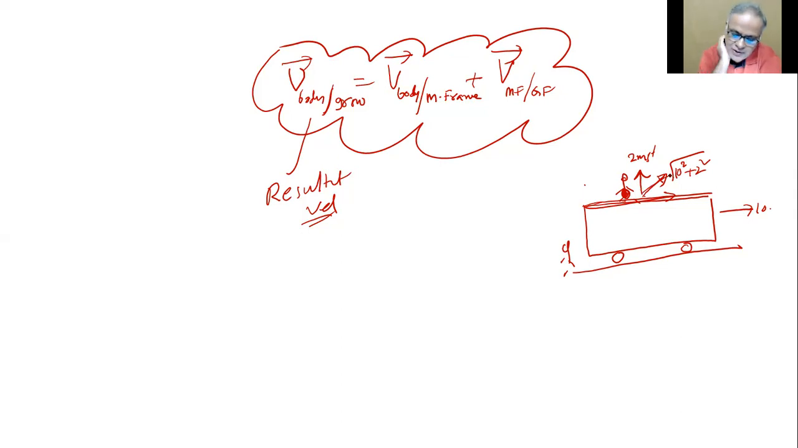Pull means he'll push himself up like that. It's both intuition plus maths. That's what is required now. So yes, this 2 meters per second is the velocity relative to the bus. This velocity is the velocity of the bus. So the velocity of this person with respect to ground is the vector sum of these two. Okay, sir.